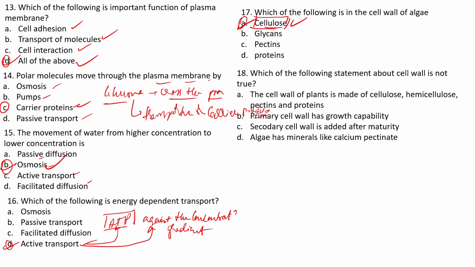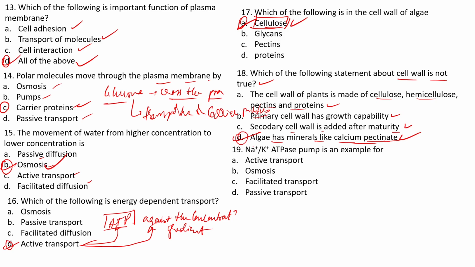Which of the following statements about the cell wall is not true? A false statement they're asking. The cell wall of plants is made up of cellulose, hemicellulose, pectins, and proteins. True. The primary cell wall has a growth capability. True. And the secondary cell wall is added after maturity. True. Algae has minerals called calcium pectinate. No. It mainly has calcium carbonate, not calcium pectinate. Remember this point. So D is not a true statement, hence the right answer for this question.